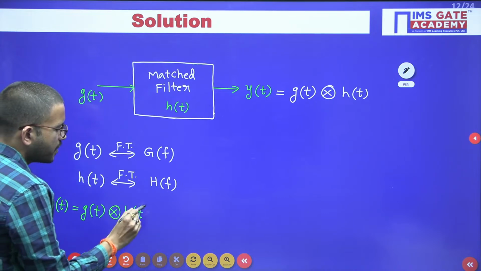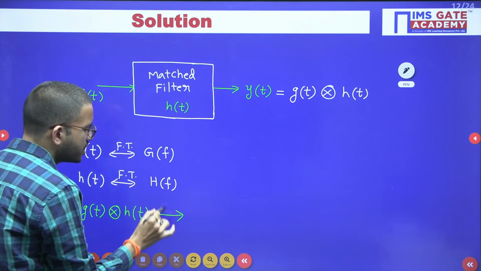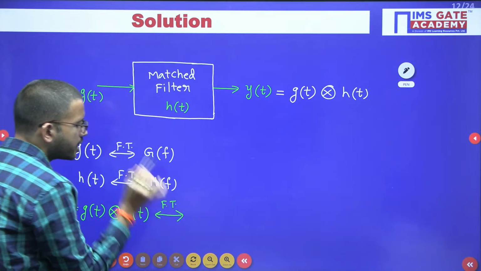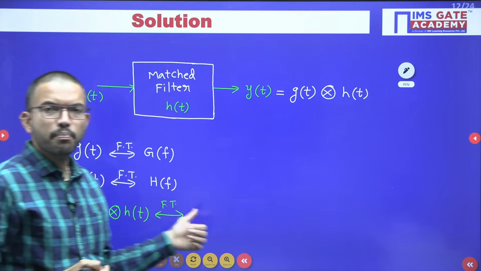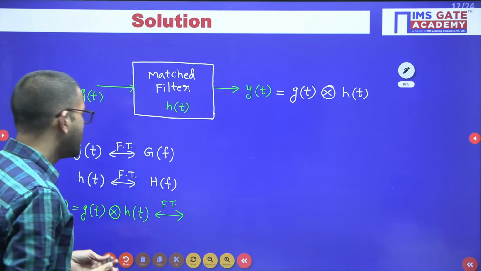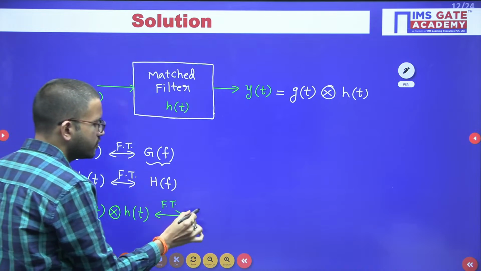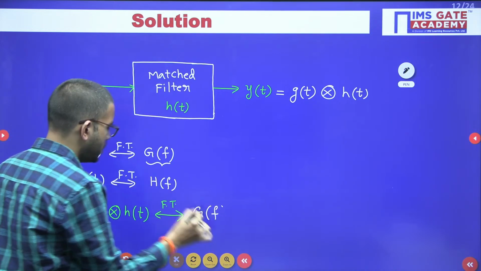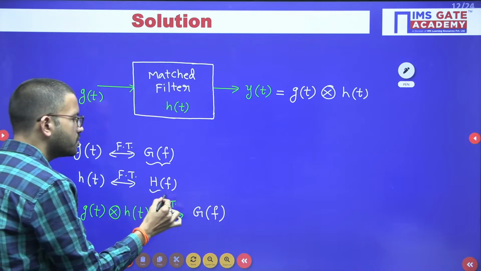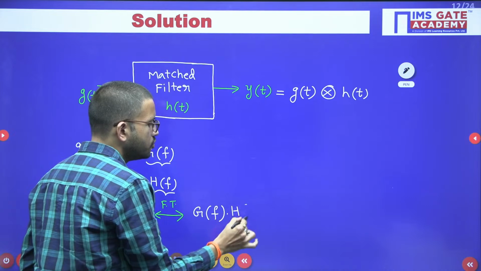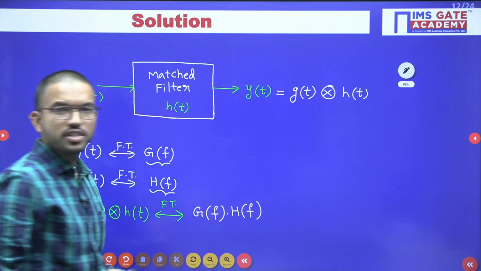So for this particular signal, if you apply Fourier transform, convolution in time domain is nothing but multiplication in frequency domain. So regarding g of t, the Fourier transform is G of f. Similarly, regarding h of t, the Fourier transform is H of f. So you can multiply these two Fourier transforms. That's all.